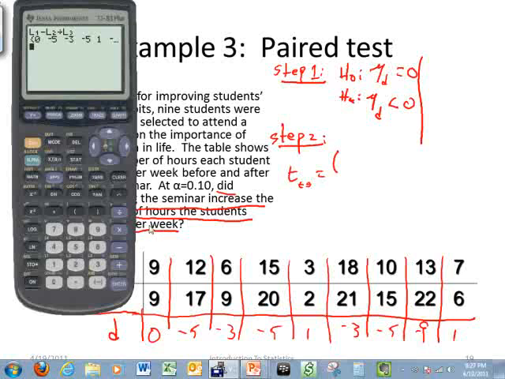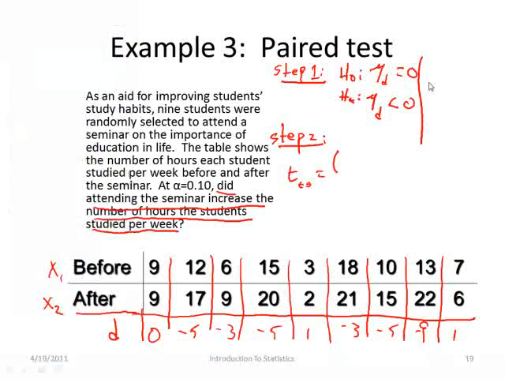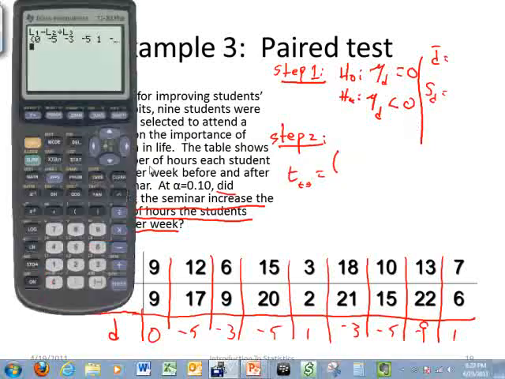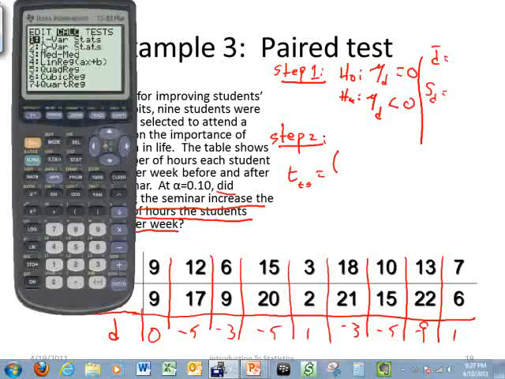So now we need to compute d bar and s sub d. So all we have to do is come back over here and go stat calc, and we'll choose single variable statistics. All right, but before we do anything, we have to tell it which list we want the mean and standard deviation of. So that's going to be of the differences, which is located in L3. So we go second L3.